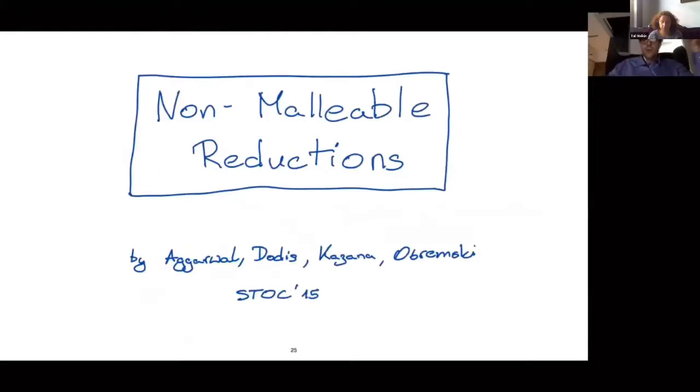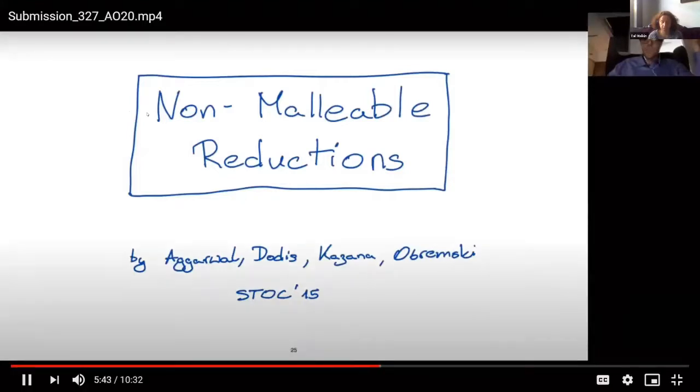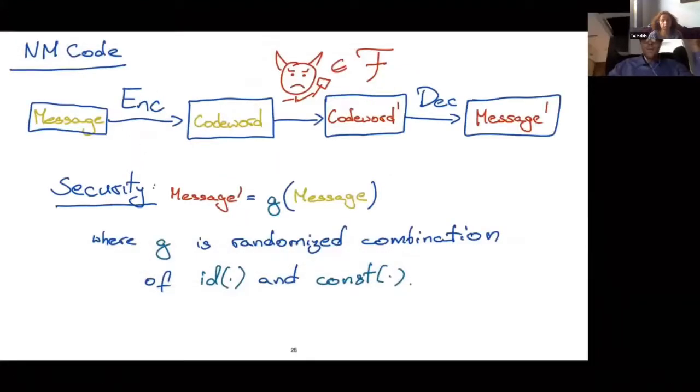Okay, now let's introduce non-malleable reduction. That's a notion by Agarwal, Dodis, Srinivasan, and me. Once again, a brief restatement of the non-malleable code. We've got the adversary from some class F, and we can restate the security notion in the following way. Message prime is some function of message, and that function should be trivial. Either identity, which corresponds to preserving the message, or a constant function, which corresponds to completely deleting the message.